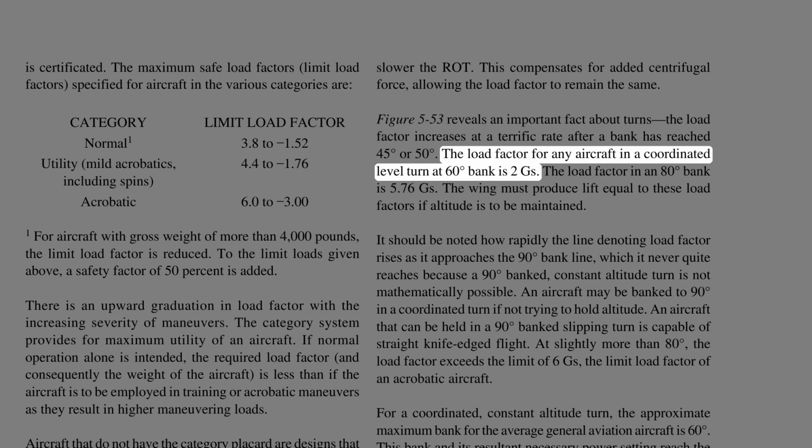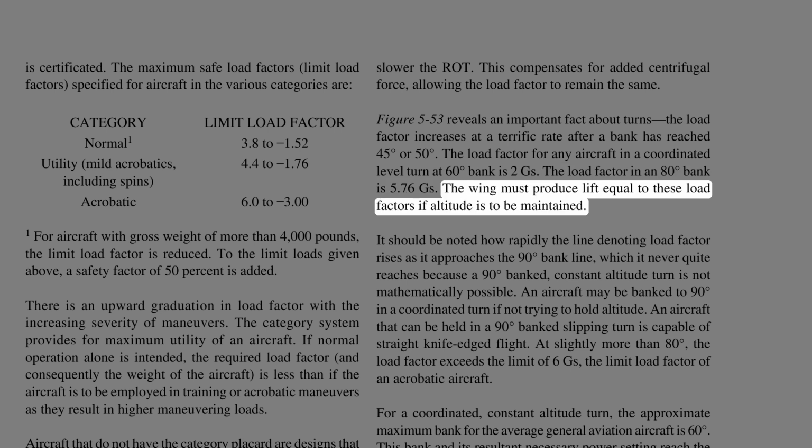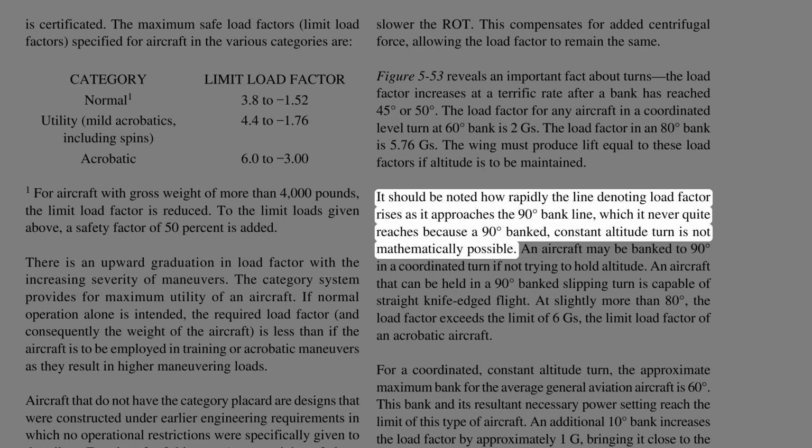The load factor for any aircraft in a coordinated level turn at 60 degrees bank is 2 Gs. The load factor in an 80 degrees bank is 5.76 Gs. The wing must produce lift equal to these load factors if altitude is to be maintained. It should be noted how rapidly the line denoting load factor rises as it approaches the 90 degrees bank line, which it never quite reaches because a 90 degrees banked, constant altitude turn is not mathematically possible.